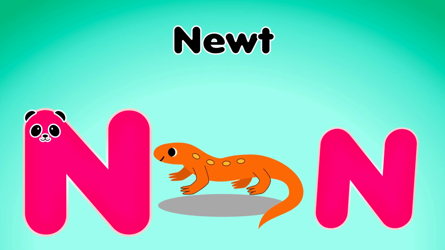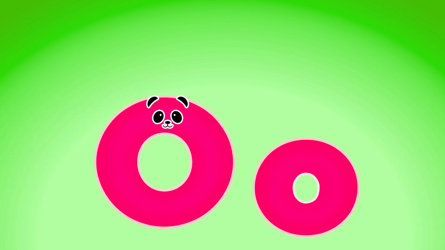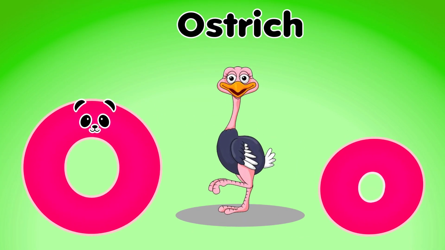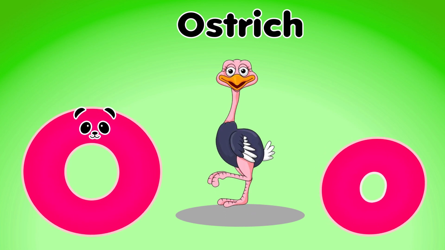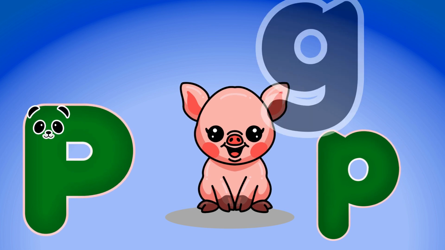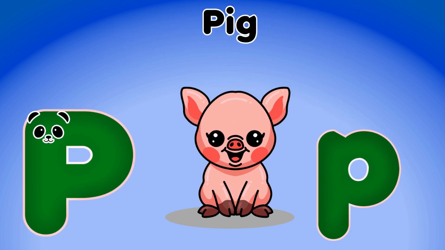N, newt. O is for ostrich, O, O, ostrich, oh, oh, ostrich. Oh, ostrich. P is for pig, P, P, pig, P, P, pig.